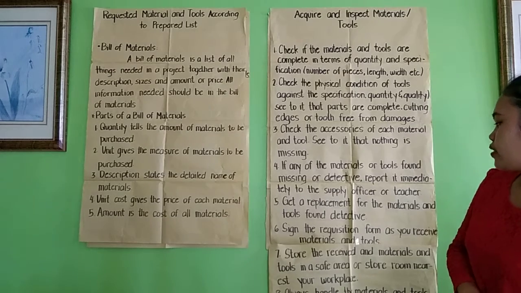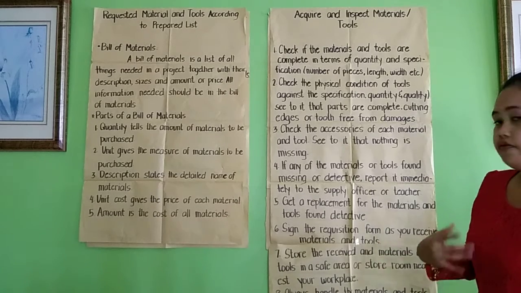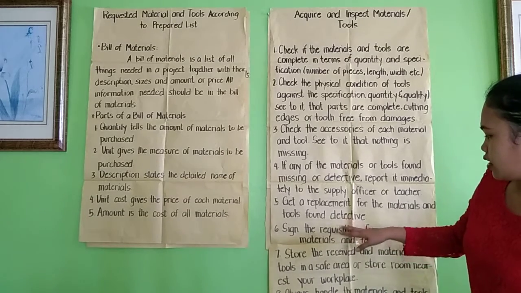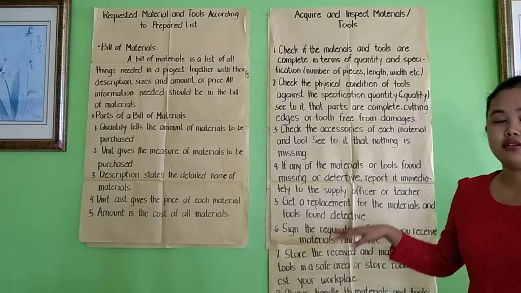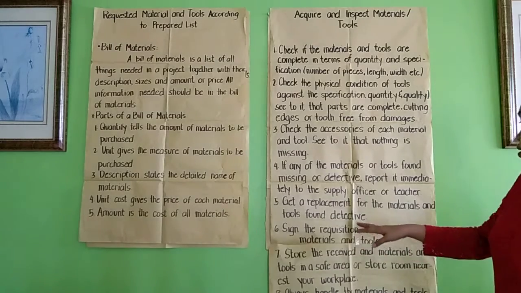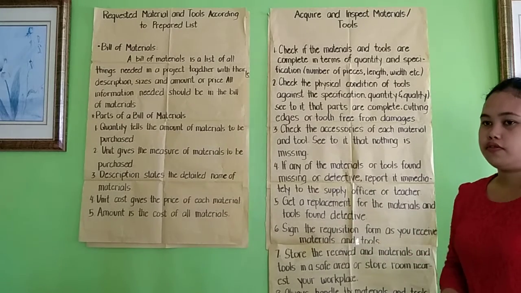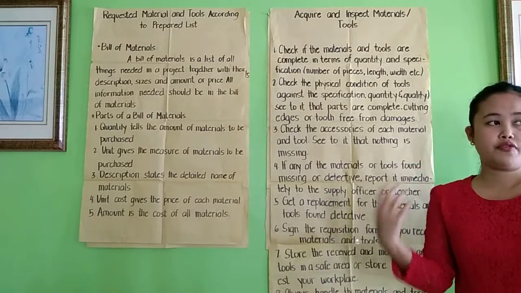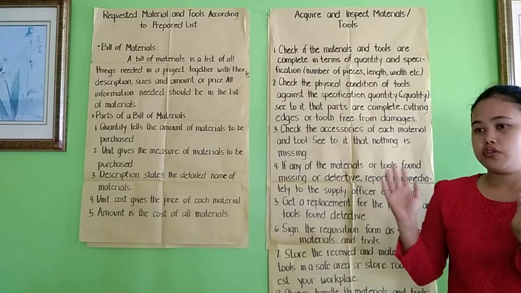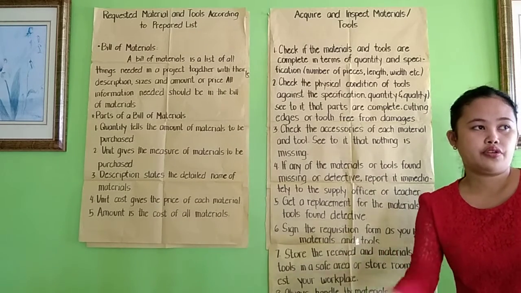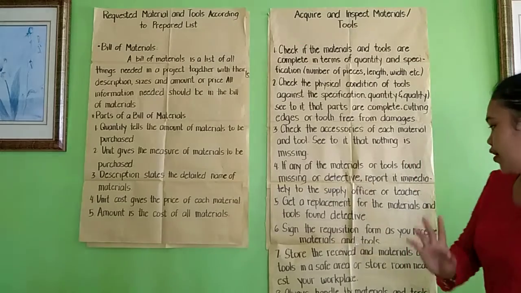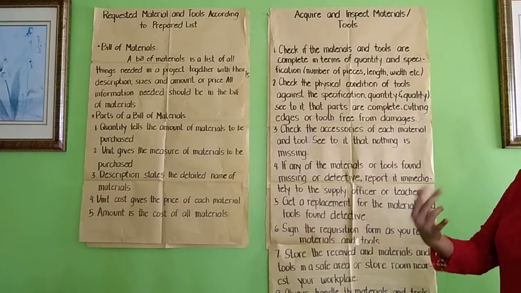Next is get a replacement for the materials and tools found defective. So you're able to get a replacement if you check the materials before you acquire the materials, before you get the materials.